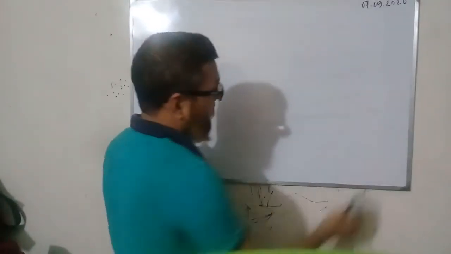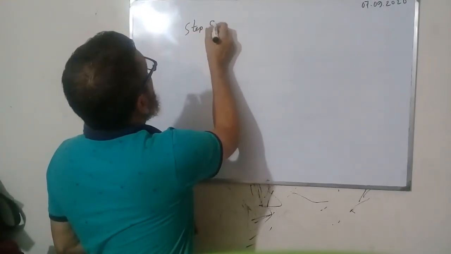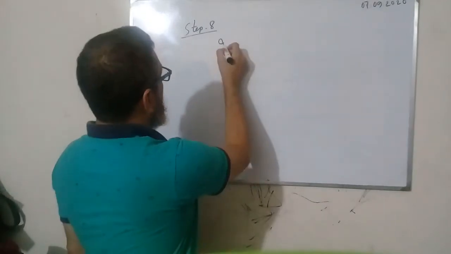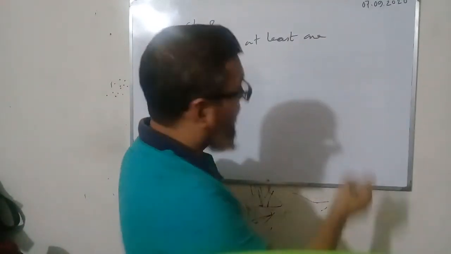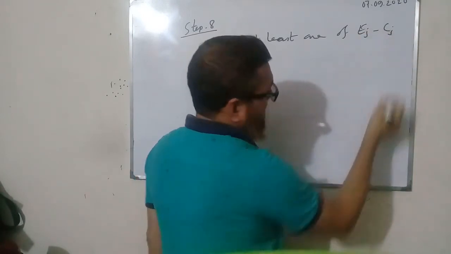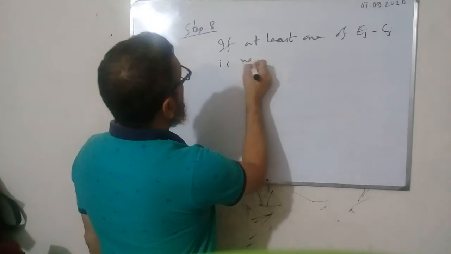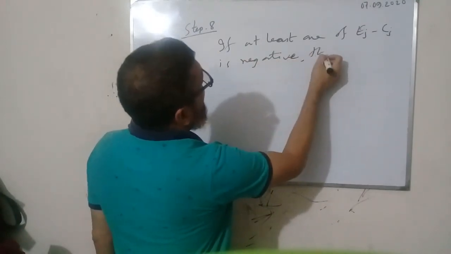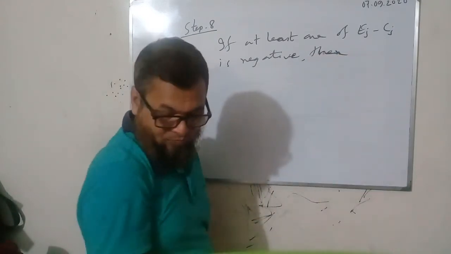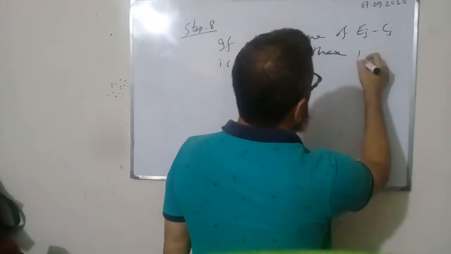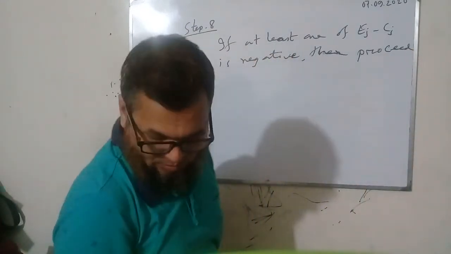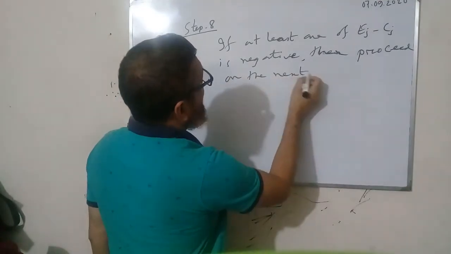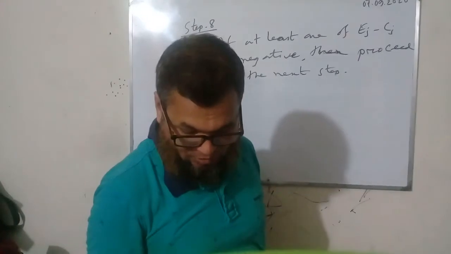Step 8. If at least one of Zj minus Cj is negative, then proceed to the next step.